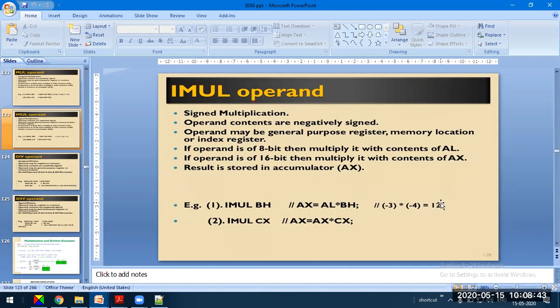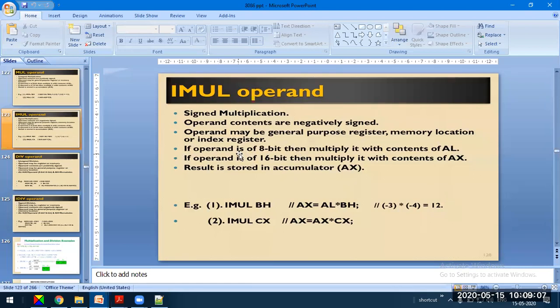For example, for a 16-bit signed multiplication, one of the data has to be in the AX register. The other can be in another register, for example CX. The result is bigger than 16-bit, that is, it can go up to 32-bit. The lower 16 bits are in the AX register. The upper 16 bits are in the DX register. So that's how it is.